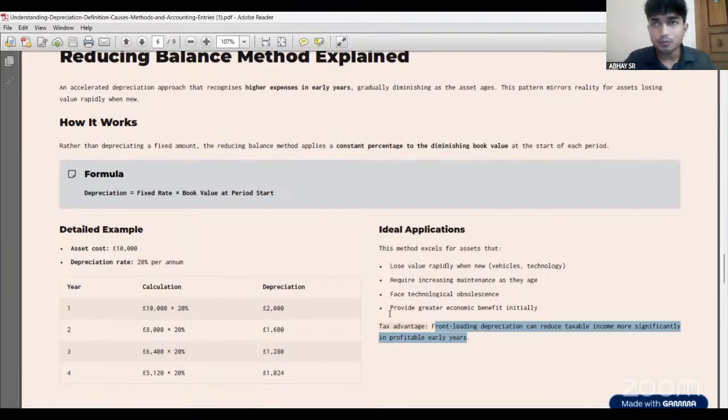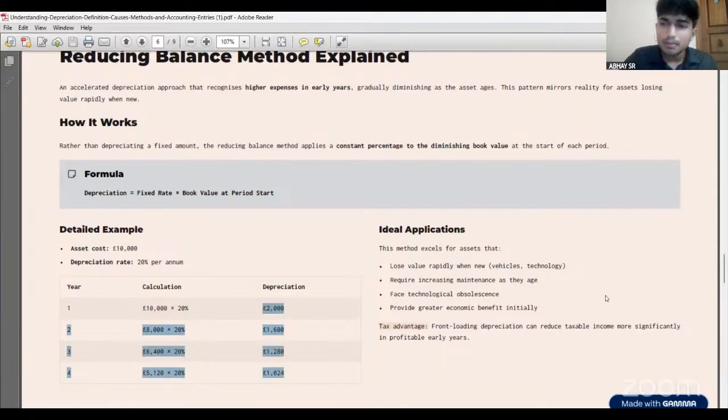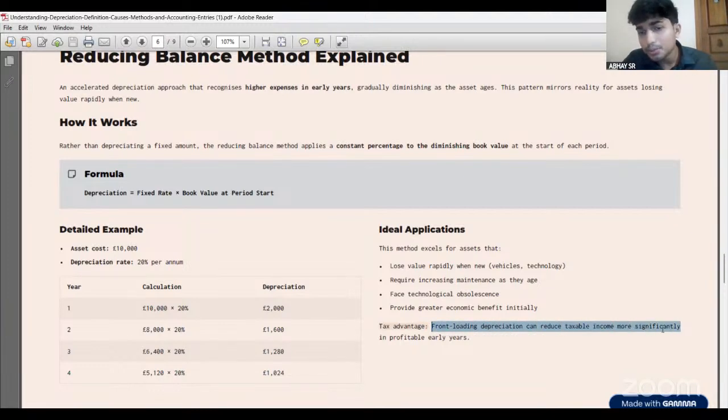So initially, if I start a business, it helps me a lot, and later on, as the revenue gets higher, depreciation does deplete, but we might change the machinery or something. There would be an obvious change. So that is the tax advantage. Loading depreciation can reduce taxable income more significantly in profitable early years. In the early years of profitable income, we would be able to pay less taxes.